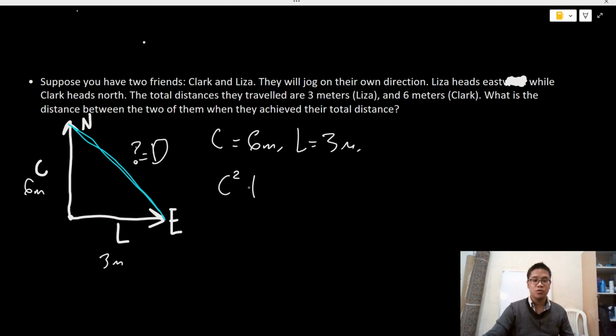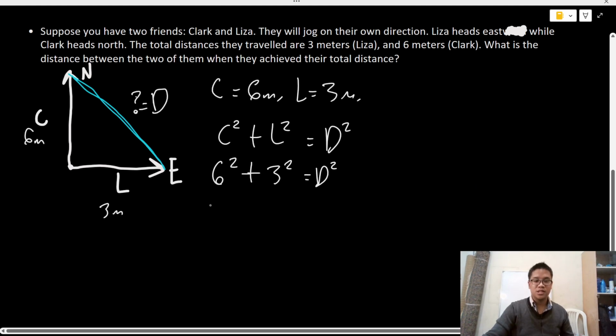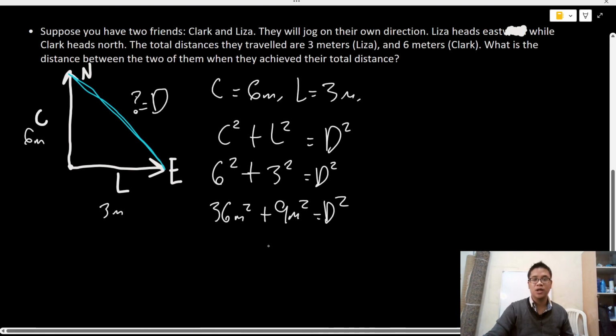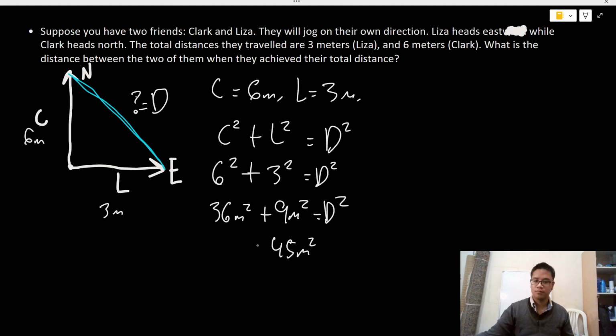Now that I represent D as the longest side, what will be the formula? You will have C squared plus L squared is equal to D squared. Your C here is 6 meters. So 6 meters squared plus 3 meters squared is equal to D squared. This is 36 meters squared plus 9 meters squared, is equal to D squared. 36 plus 9 is 45 meters squared.